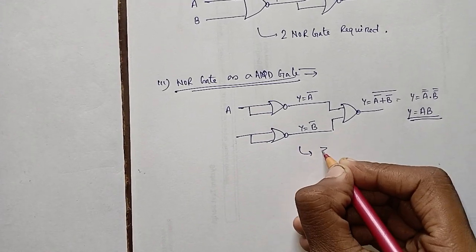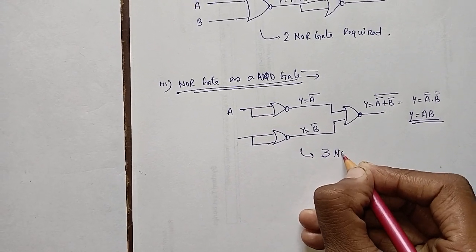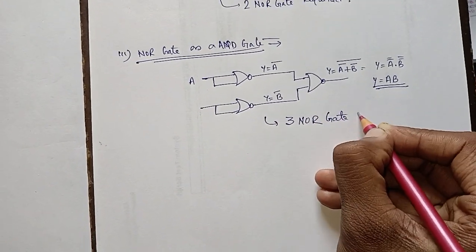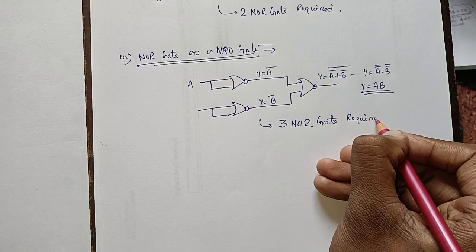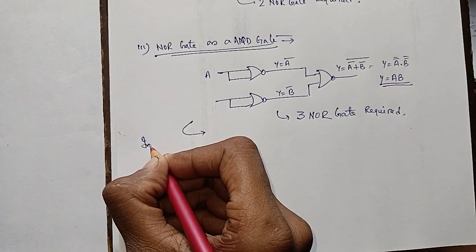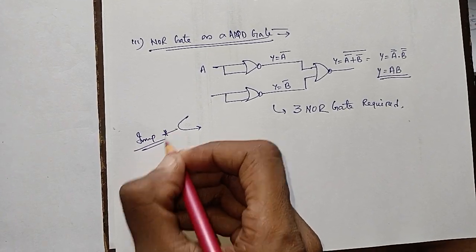The number of gates required is 3. Three NOR gates are required. For this logic, a very important concept comes up, a very important concept.